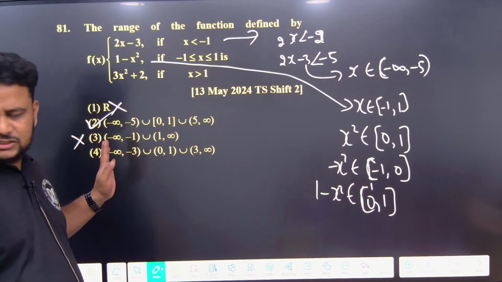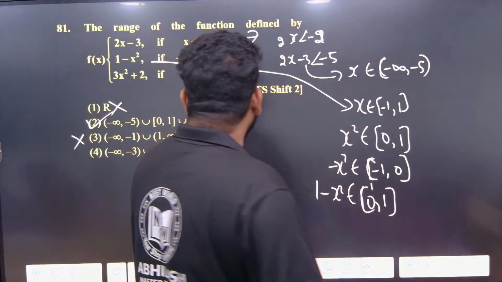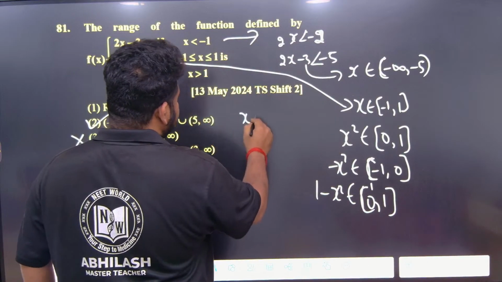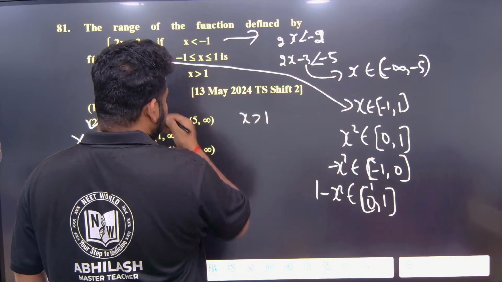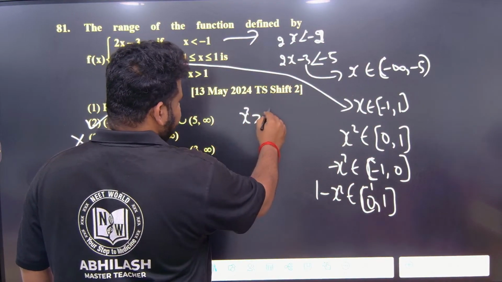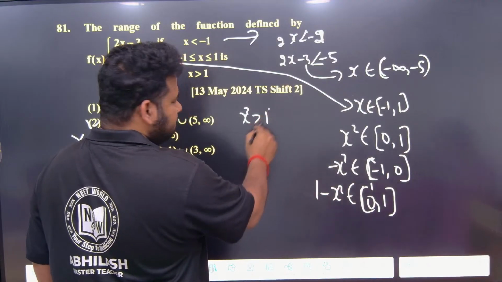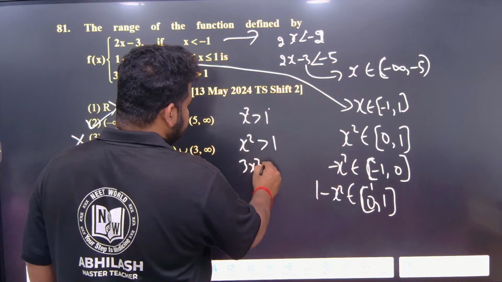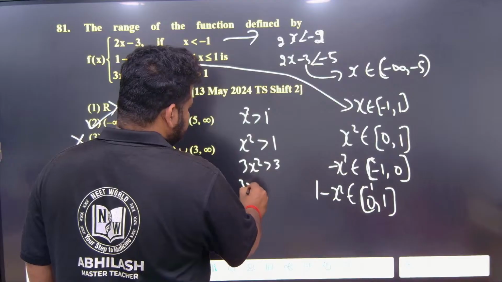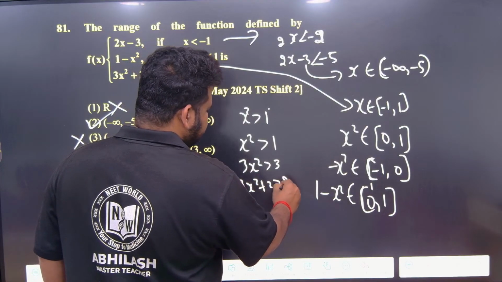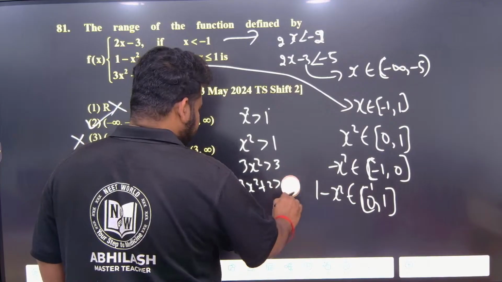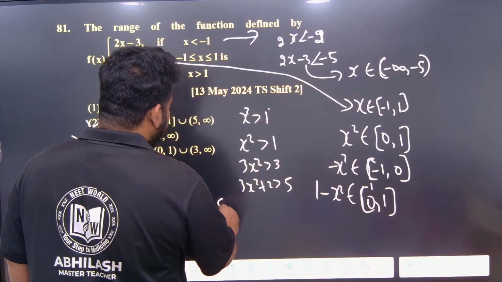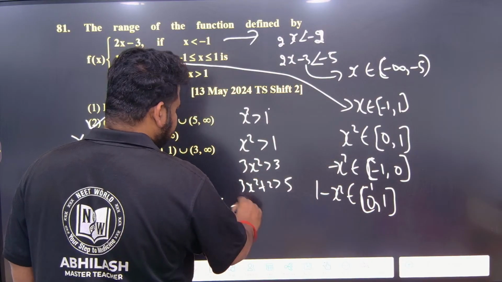Clear? Understood? Okay. Now if I go for this one, 3x square plus 2, if x is greater than 1. X square will be greater than 1 square, which is 1. If I multiply by 3, 3x square will be greater than 3. 3x square plus 2 will be greater than 3 plus 2, which is 5. This will belong to 5 comma infinity.